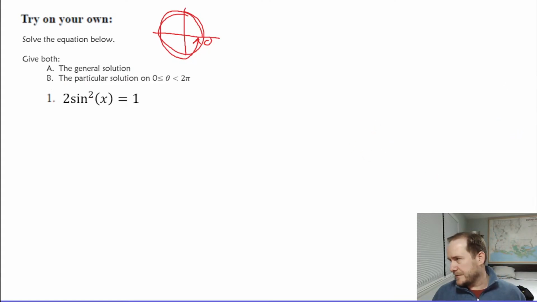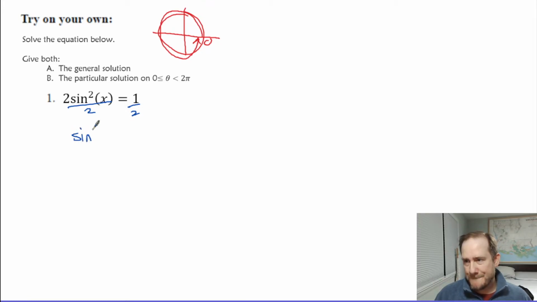But anyway, for this problem, I'm going to go ahead and do it two different ways again, I think. Hopefully the way that jumps out at you guys is to just divide by 2. And then you have sine squared of x equals a half. Then at this point you could take the square root of both sides, remembering that that generates a plus or minus.